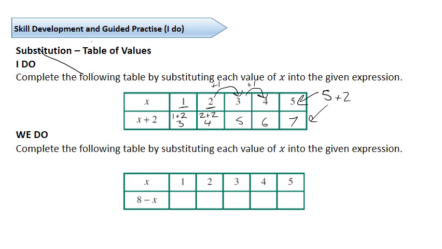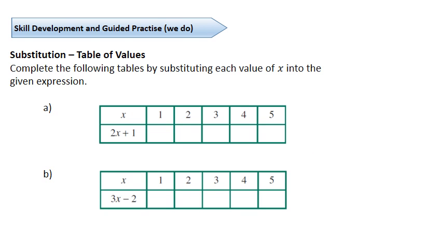Alright, here we've got 8 minus x. So we're starting with 8 and we're minusing off whatever x is. The first one is 1, so 8 minus 1 is 7. Next one, x is 2, 8 minus 2 is 6. You may notice the pattern now. That's from 7 to 6 to 5 to 4 to 3. Right, pause the video, have a go at doing these tables.